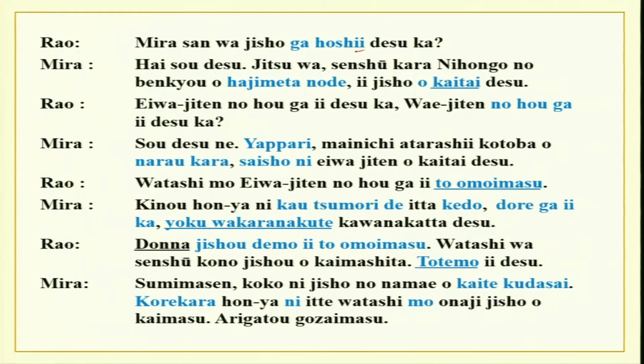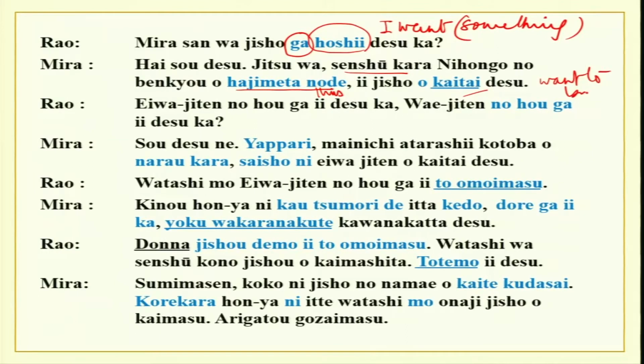So, let's do this first. There is this word Hoshi. Now, Hoshi means I want something. And before Hoshi, you see there is ga. Of course, we are going to do Hoshi in detail later. Jisho ga hoshi desu ka? Do you want a jisho? Hai, so desu. Jitsu wa senshu kara, from last week, Nihongo no benkyou o hajimeta node, I have started studying. Thus, ii jisho o kaitai desu. You have done, so I want to buy.